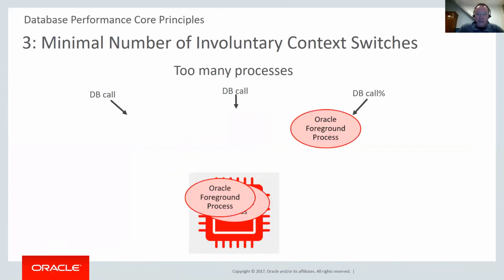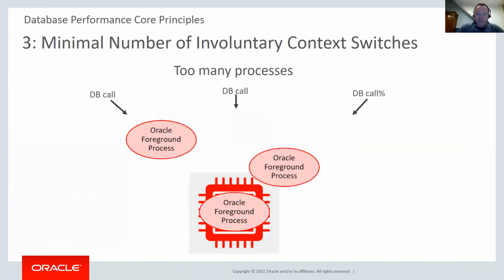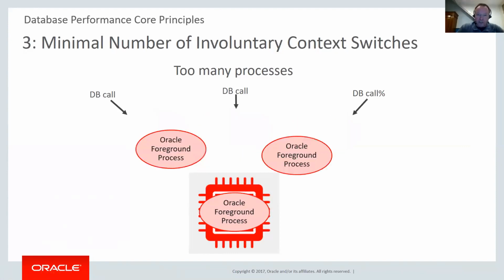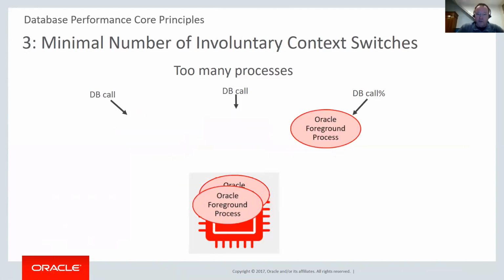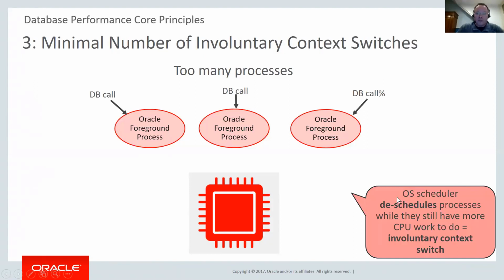So you get this kind of thing going on where many processes are wanting to work on a database call, but the number of processes exceeds the number of available cores. Hence, all these processes start experiencing involuntary context switches, which adds to overhead on the core, because that's all thread context switches at the core level also. The OS scheduler deschedules processes while they still have more work to do. That's an involuntary context switch.